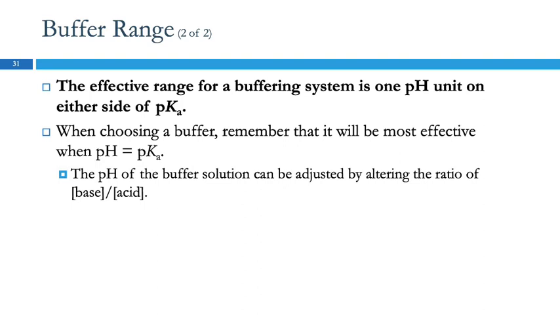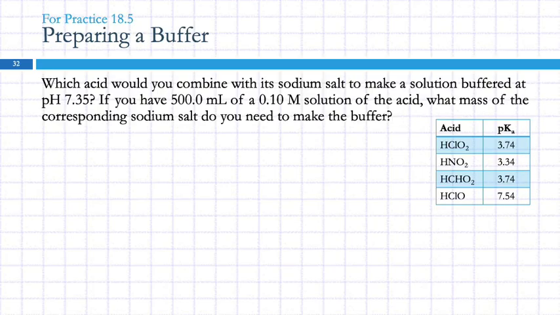So we can alter the pH of the buffer solution by changing the ratio of base to acid. It's going to be most effective at its pKa, and it'll become less effective as you go out, either higher or lower. So which acid would you combine with its sodium salt to make a solution buffered at pH 7.35? So let's answer that question first.